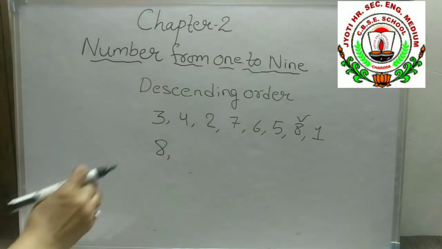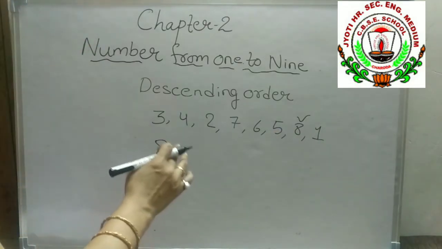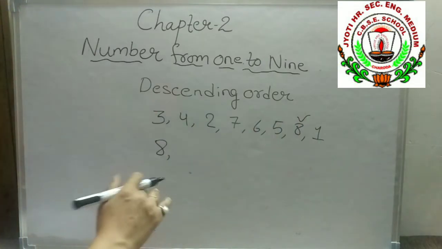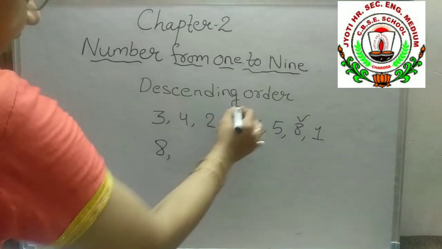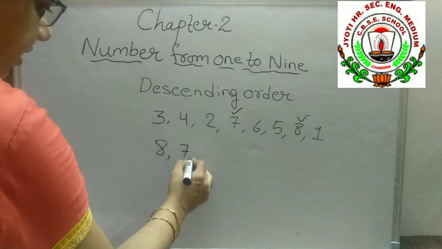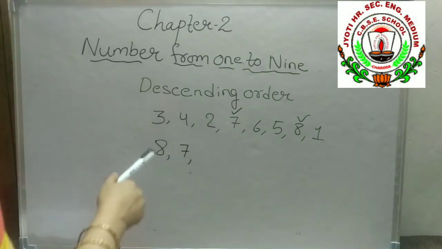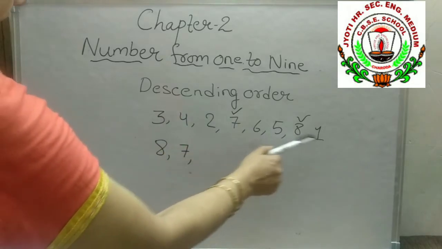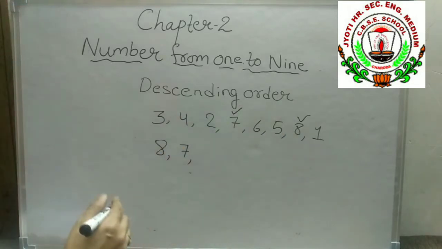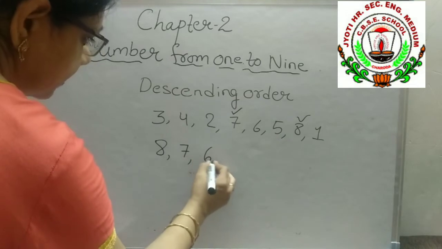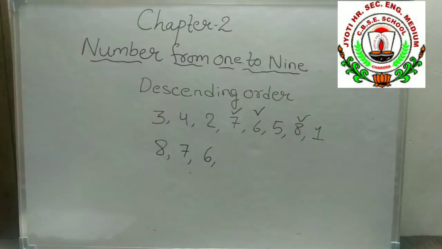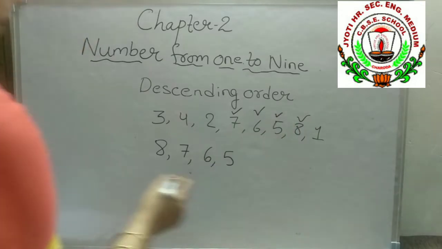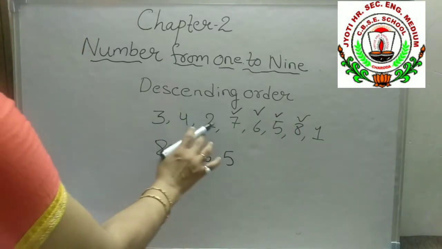After 8, the remaining numbers are 3, 4, 2, 7, 6, 5 and 1. In these numbers, which is the greater? The next greater number is 7. So we will write 7 here. After 7, the remaining numbers are 3, 4, 2, 6, 5 and 1. Which is greater in this? It is 6. Then after 6, which is greater? It is 5. Now the remaining numbers are 3, 4, 2 and 1.